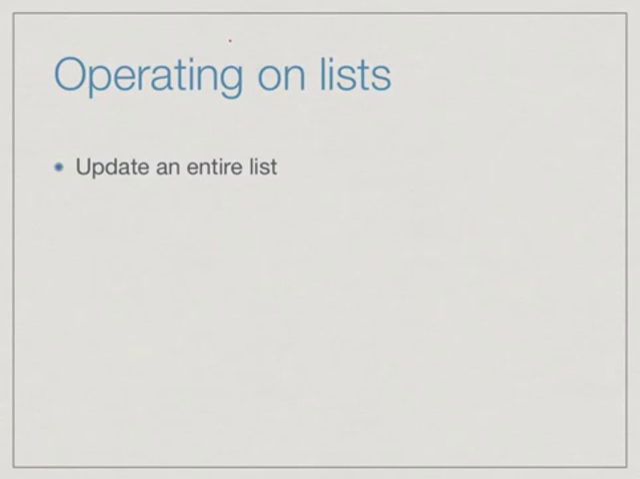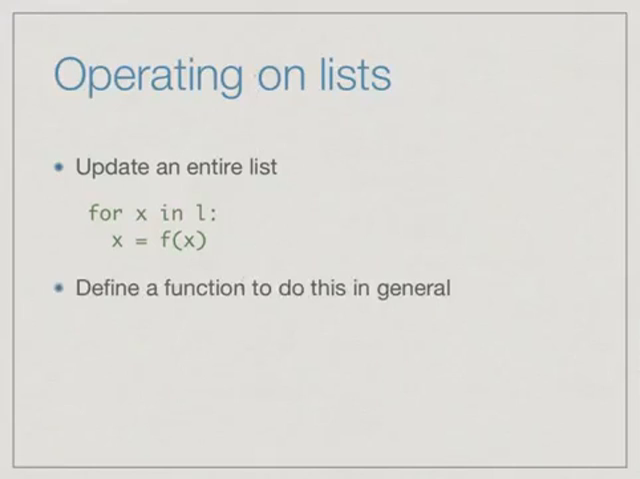So quite often we want to do something to an entire list. For instance, we might want to replace every item in the list by some derived value f of x. So we would write a loop as follows: for every x in L, replace x by f of x. Now we could write a function to do this, which does this for different lists and different values of f.